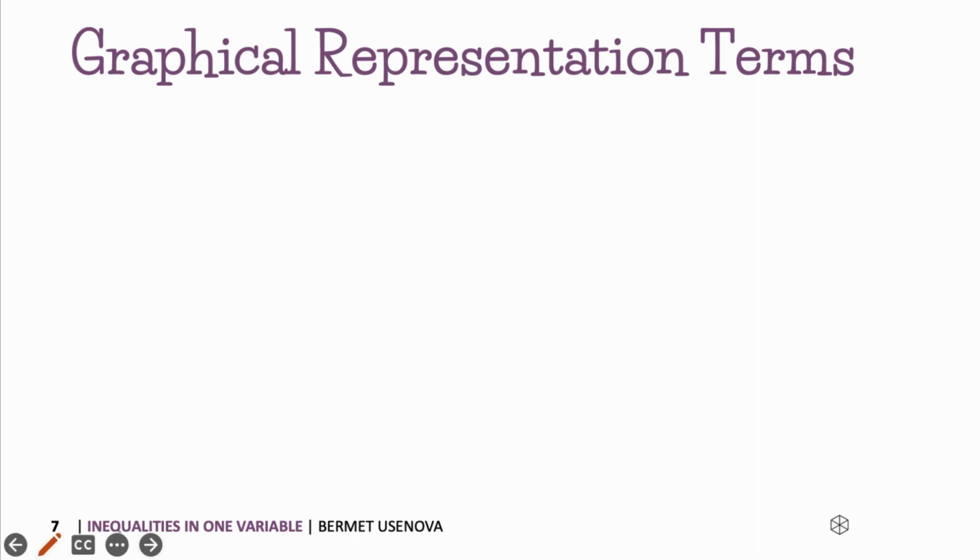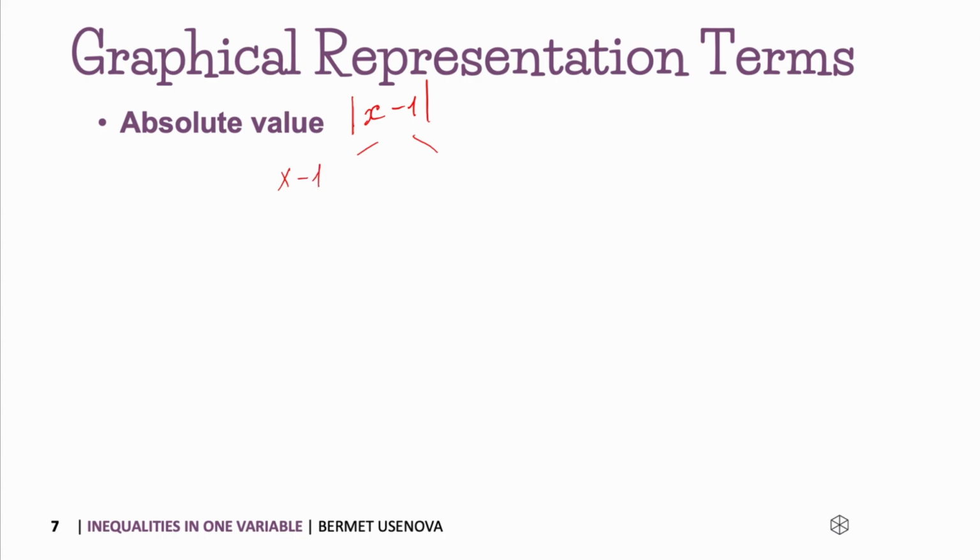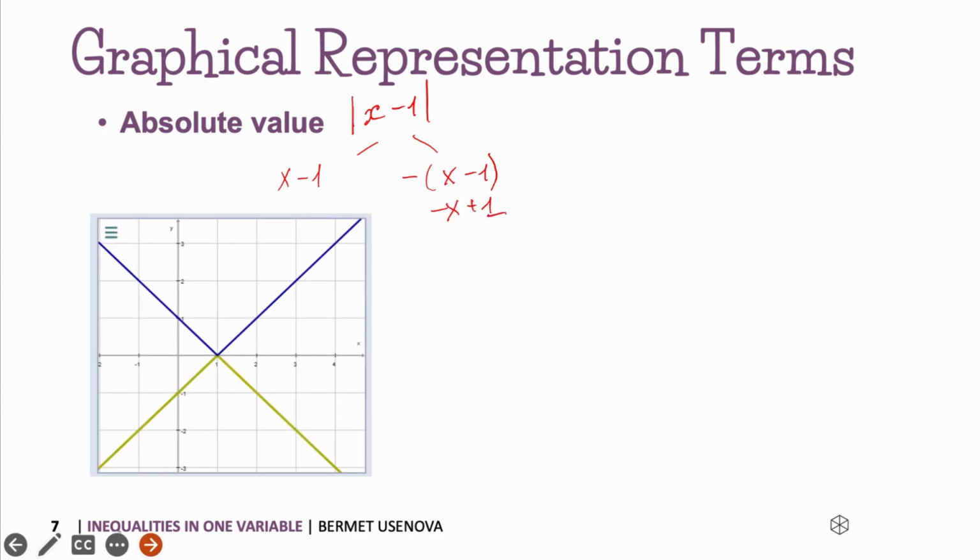Next, we can have a look at the graphical representation of absolute value. If you remember, we had a look at the absolute value, for example, of the term x minus 1. In order to visualize this, we need to build two cases. We draw two lines, x minus 1 and minus x minus 1, which is also minus x plus 1. So we just draw these two lines in a two-dimensional coordinate system, and the solution set for our absolute value will be this blue V shape.